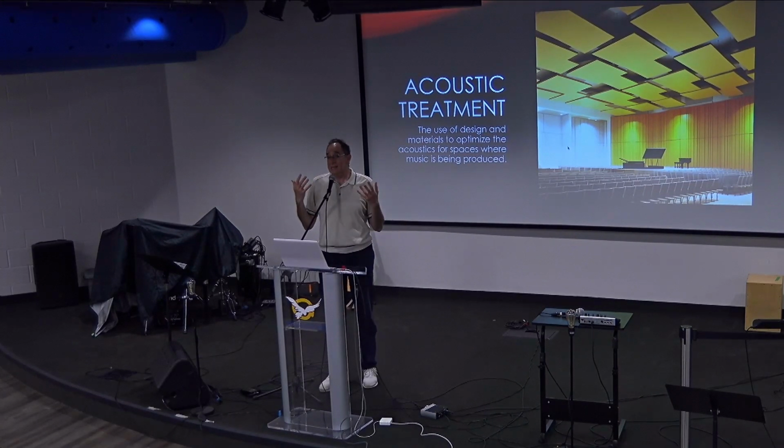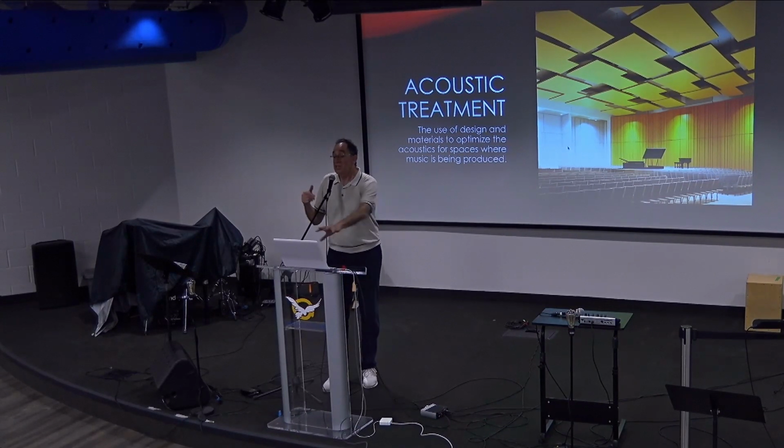So what is acoustic treatment of a room? It is the use of design and materials to optimize the acoustics of the space where the music is being produced. Why is that important? Because unless you do that, you have no control over what people will hear. As much as possible, not completely, you want to reduce the impact of the room itself on what people perceive, so you can do your mix and give the color that you want.